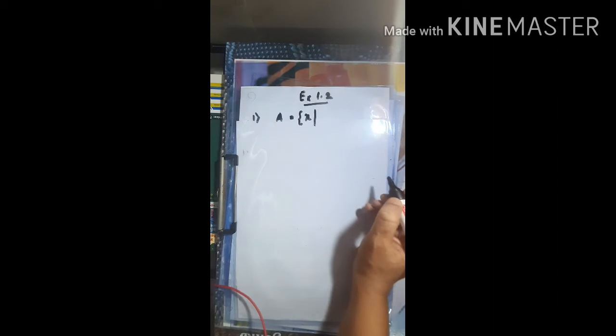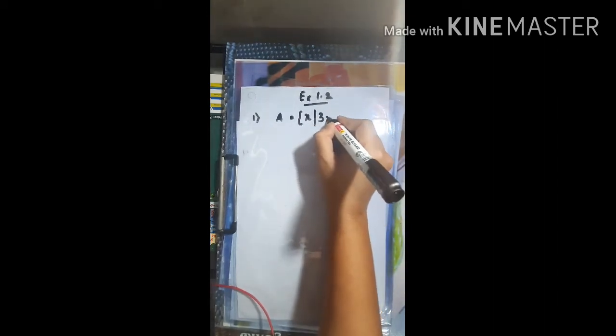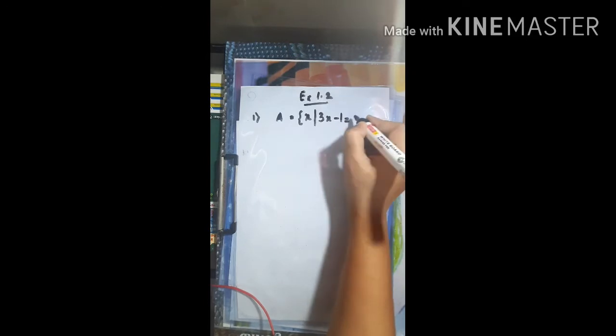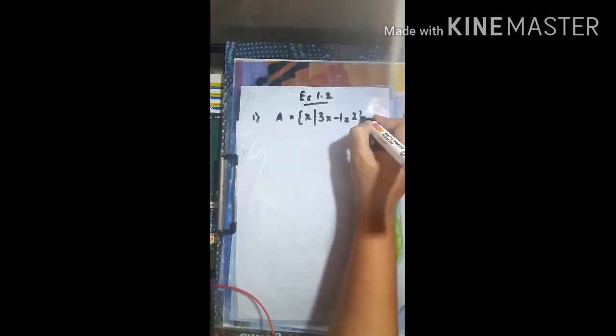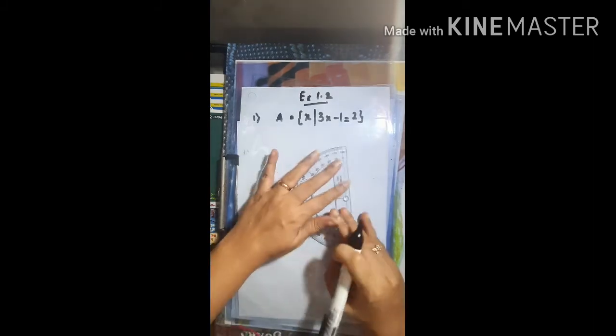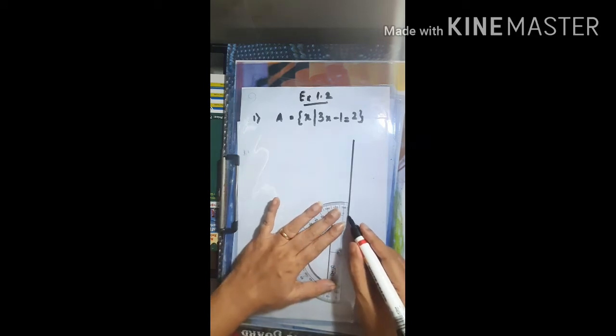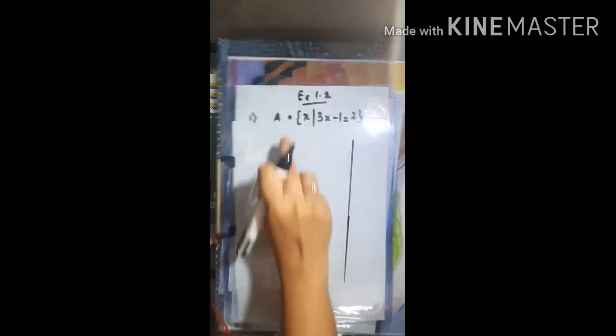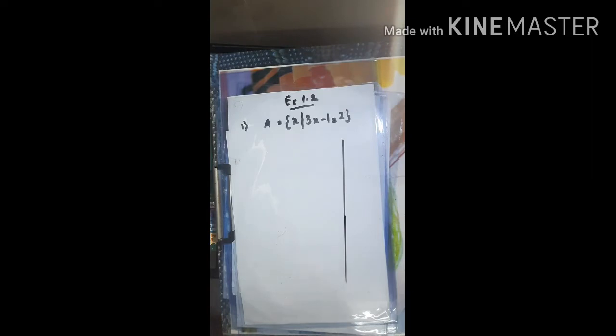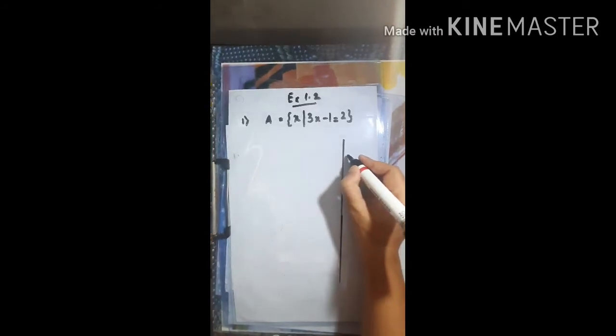such that 3x minus 1 is equal to 2. Right, this is my set. Now first I have to write the set in the listing form. See here, this is my rough working column. A is a set of all x such that 3x minus 1 is equal to 2. So what we do is we go to the working column.